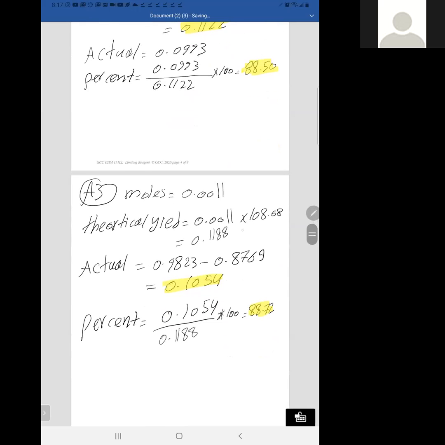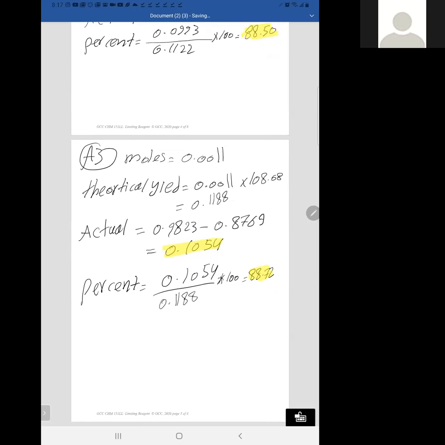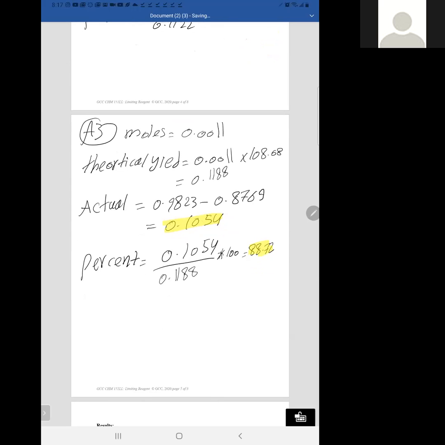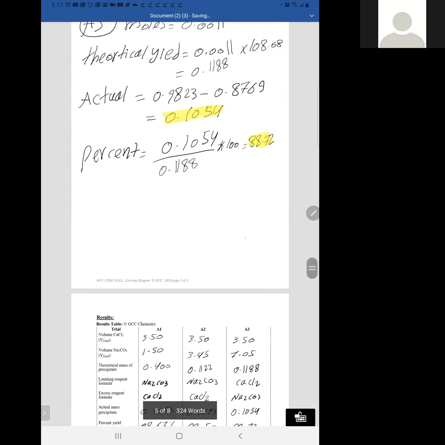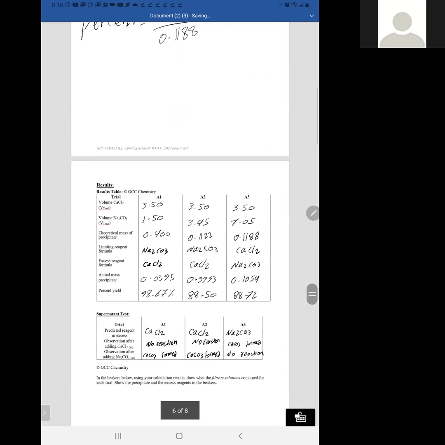The last one, also we chose the lowest number, which is 0.0011. We're gonna do the same thing, multiply it by 100.08, and we get 0.1188. The actual is the same thing, 0.9823 minus 0.8769. We get the result 0.1054. The percentage, the same thing, we're gonna divide it and multiply by 100, and we get 88.72. So we're done with the second part, and this is the result.